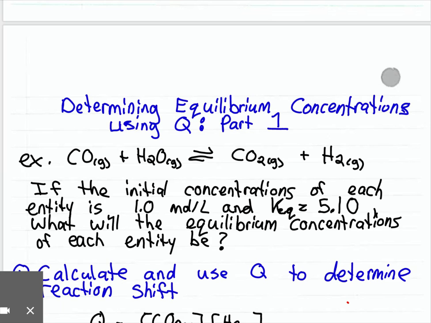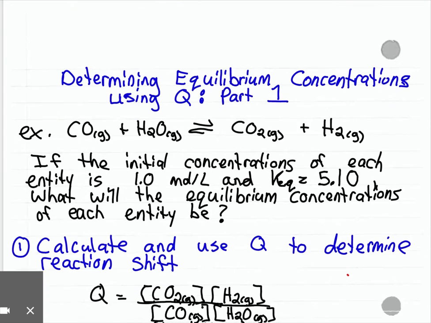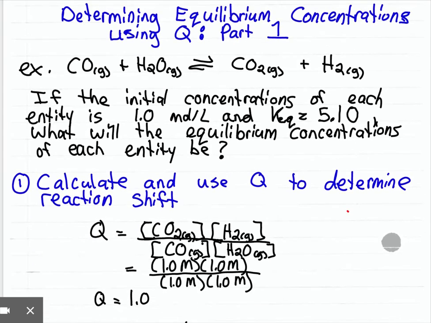So before we can calculate for concentrations and do an ICE table, we have to know the direction the system needs to shift in order to reach equilibrium. So to do that, you're going to use a Q. All right. So your first step is to use a Q. You're going to calculate and use Q to determine reaction shift.